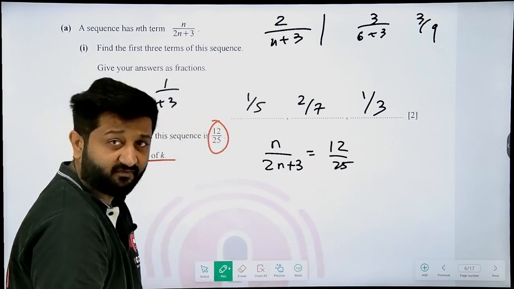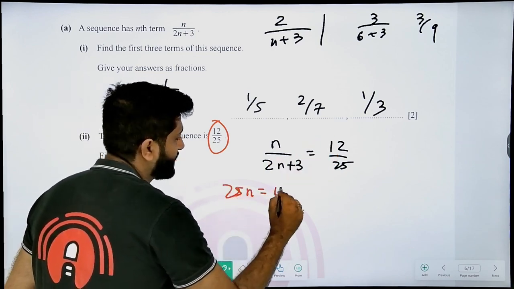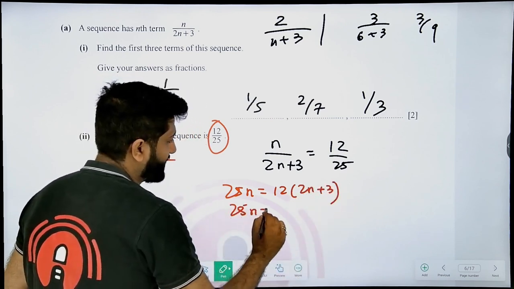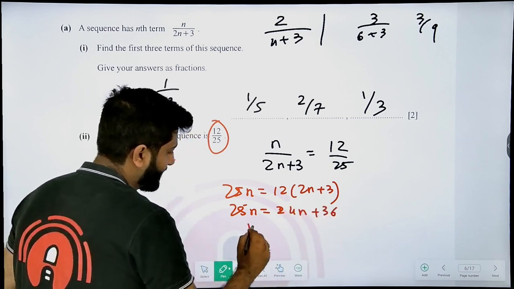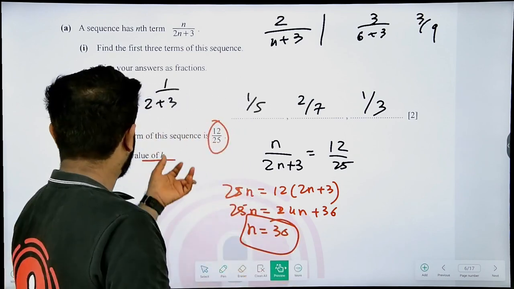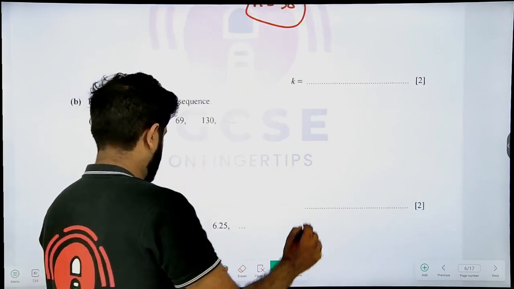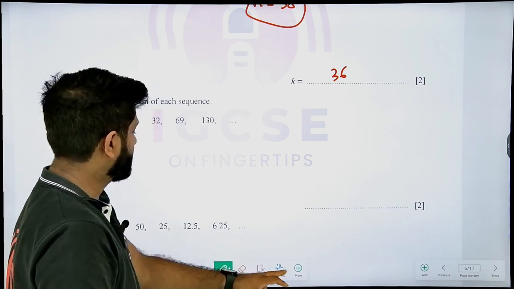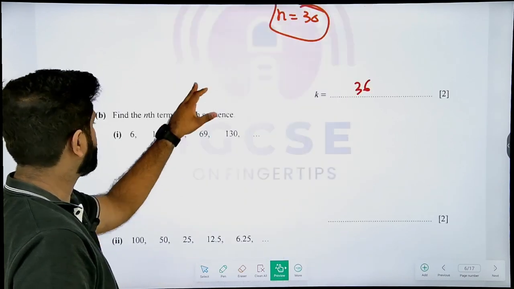Let me do cross multiplication. So you have 25n equals 12 times 2n plus 3. So 25n equals 24n plus 36. So from here I have n equals 36. Yes, the value of n is going to be 36.